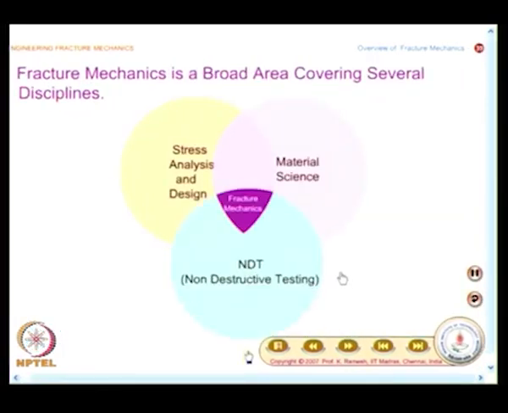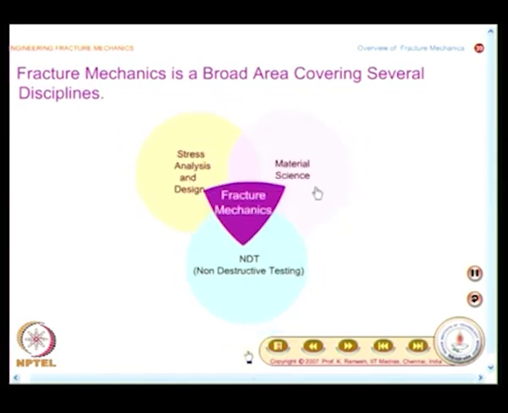In this we have already noticed that fracture mechanics is a broad area covering several disciplines: material science, non-destructive testing, stress analysis and design. We would see one after another what you will learn in each of these aspects. The material science covers fracture, whether it is a cleavage fracture or a ductile fracture, the fracture process, and also measurement of fracture toughness.